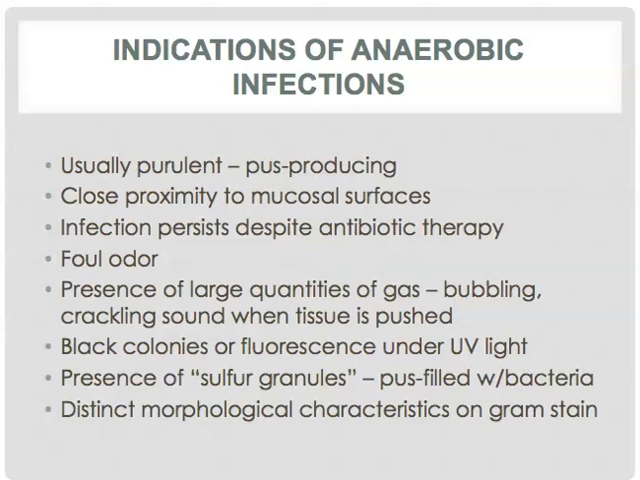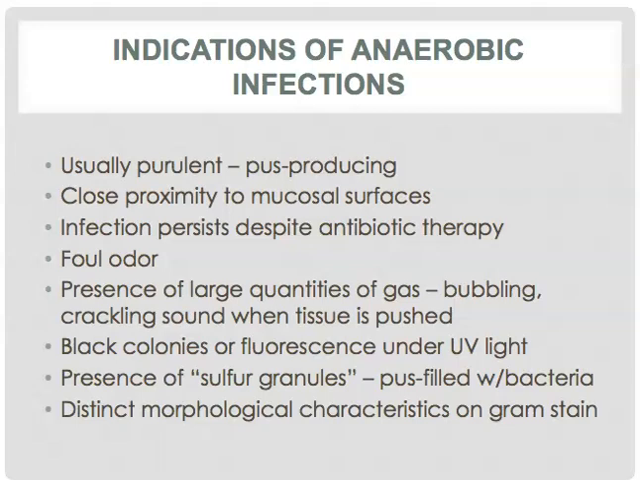Presence of black colonies or fluorescence under UV light. So again, you're examining your anaerobic blood agar plate. If you see black colonies, that can be an indication that you've got a true anaerobe, or if you're using UV light to detect fluorescence.